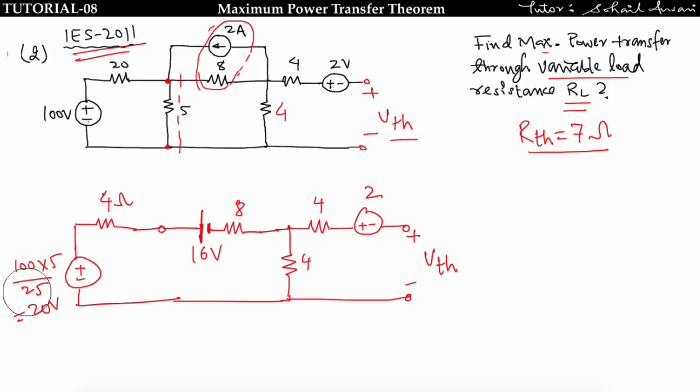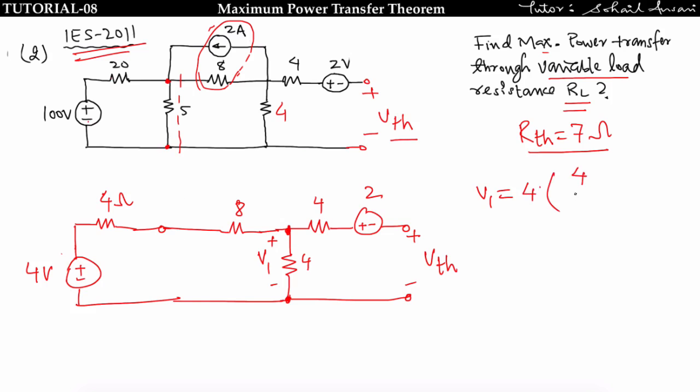Finally you will get 4 volt. The voltage across this, plus minus V1, is given by total voltage V, that is 4 volt, multiplied by the resistance of that branch in which we are finding the voltage, that is 4, divided by total resistance, that is 4 plus 8 plus 4, that is 16. So I am getting 1 volt.